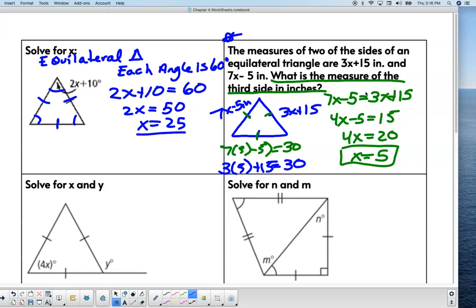So what's the measure of the third side? Third side is 30 inches. Just like the other two sides, because in an equilateral triangle, all the sides are the same.